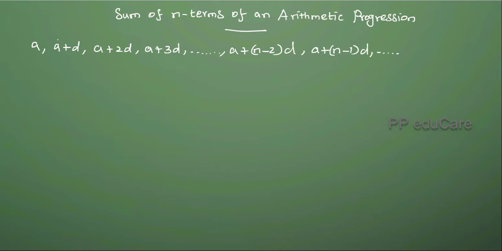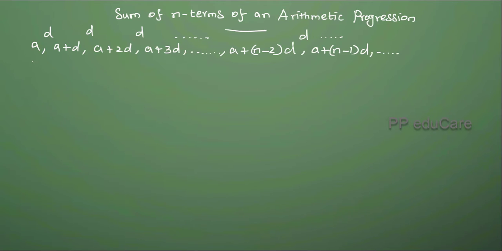value d. Look here, the difference between the second term and the first term is d. The difference between the third term and the second term is d. The difference between the fourth term and the third term is d, etc. The difference between these two terms is d, etc. At any stage of this sequence, the difference is d. That is, the difference will be the same value.